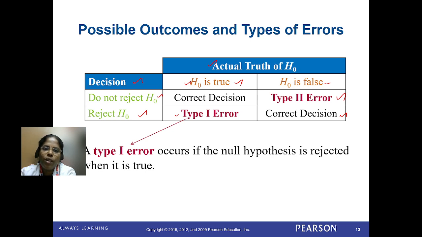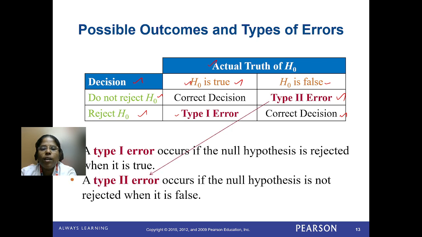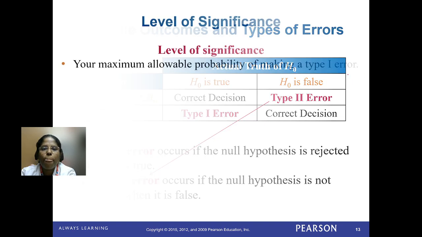A type 1 error occurs if the null hypothesis is rejected when it is true, and a type 2 error occurs if the null hypothesis is not rejected when it is false. Don't get confused with this type 1 and type 2 error. Please remember this tabular column, then you can be very clear.